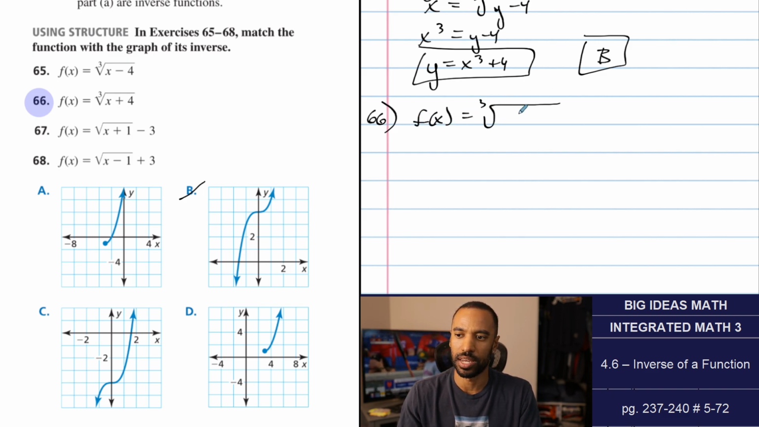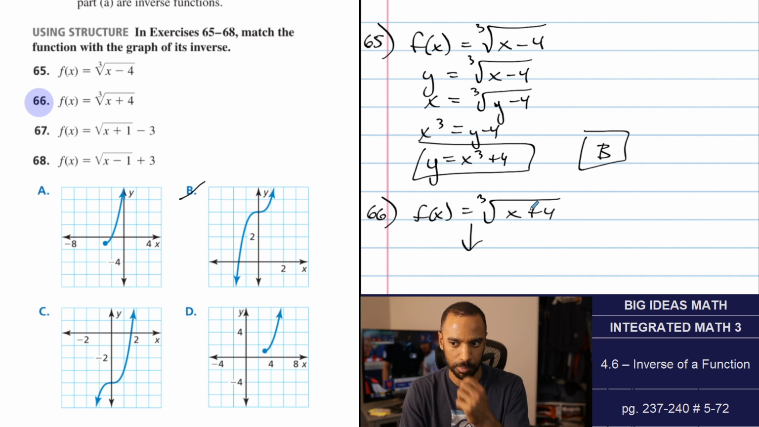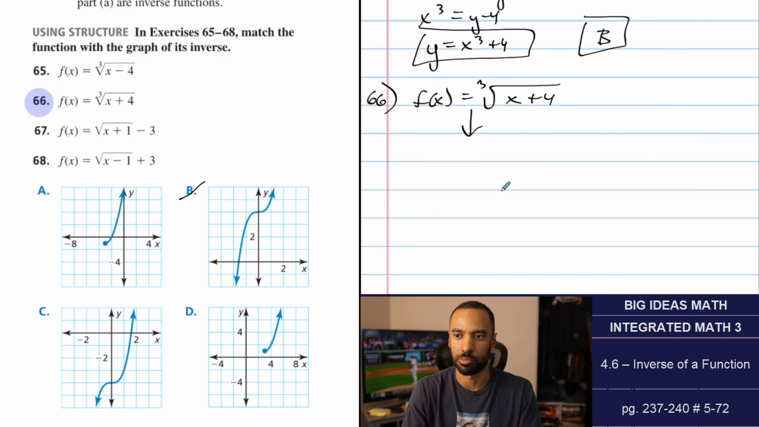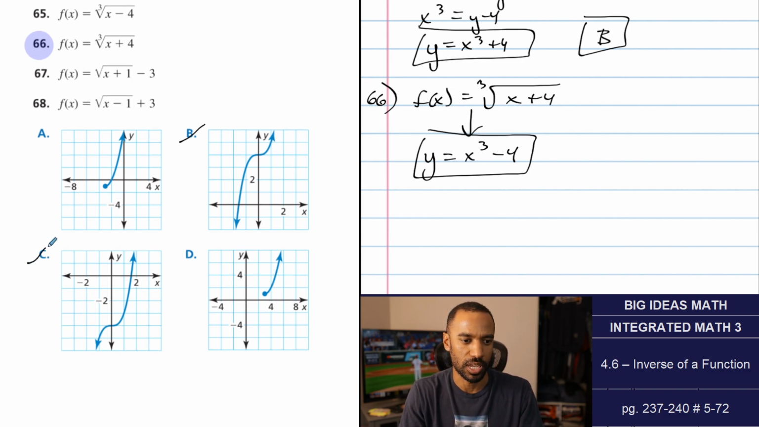What's the difference between this problem and the past problem? It's all the same except this one had a minus 4 inside. This has a plus 4 inside. What happens to it eventually? Here you had to add 4. Now we're going to have to subtract 4. So this will be y equals x cubed minus 4. And minus 4 means shifted 4 units down, which looks like option C.